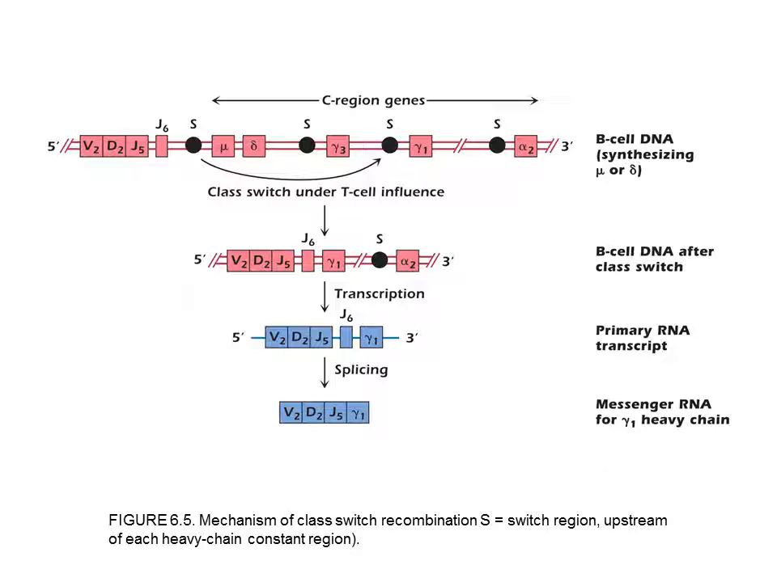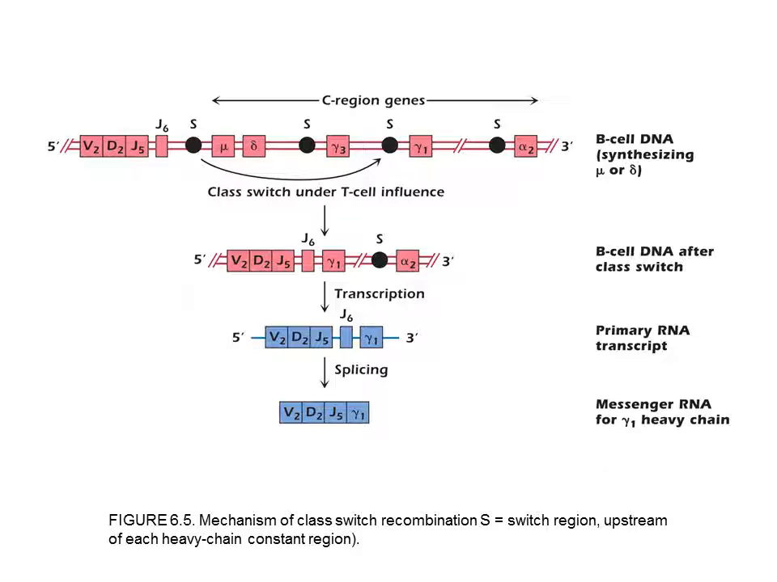Now, if you pay attention over here, we have a 3 end, we have a 5 end, and then again, we have a V segment, J, and then we have constant region genes. So there are a bunch of constant region genes, and within those genes, as you can see, we have switch regions. So whenever the message comes to B cell that we need to switch from one particular antibody production to another antibody production, and of course that message will come under the influence of T cells.